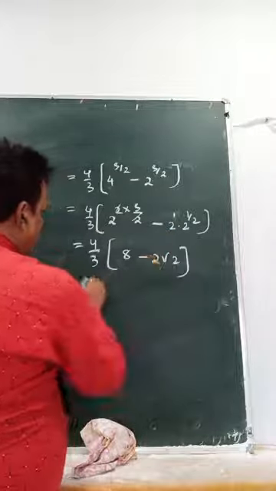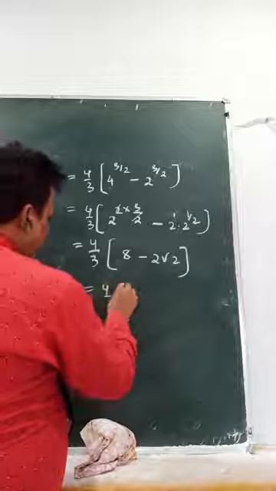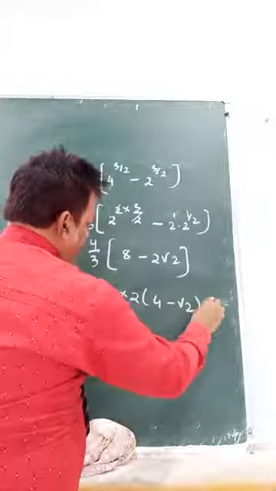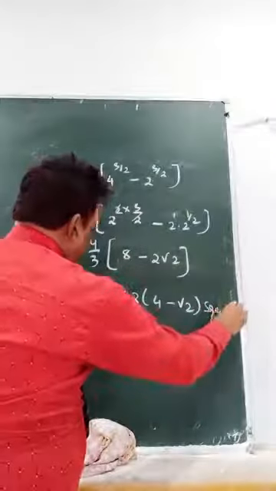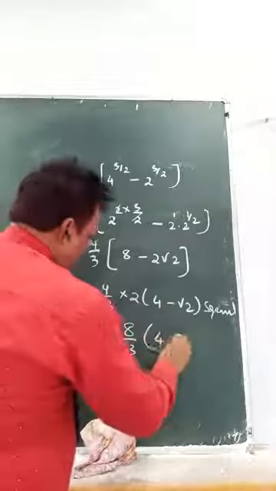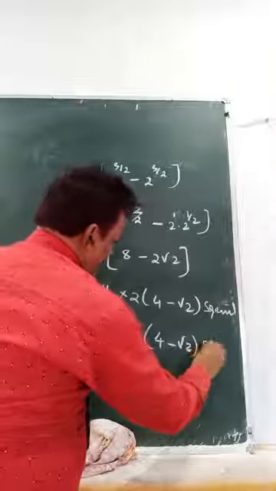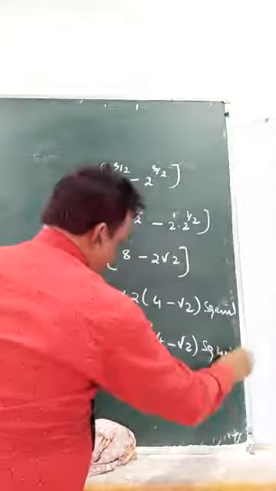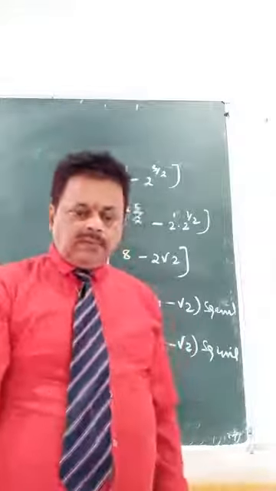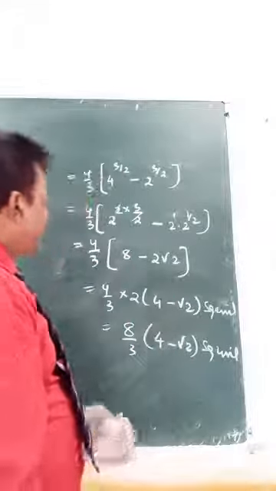If you want to take common, 4 by 3, 2 common, 4 minus root 2 square unit, that is 8 by 3, 4 minus root 2 square unit. Okay. Now I'll take another question.